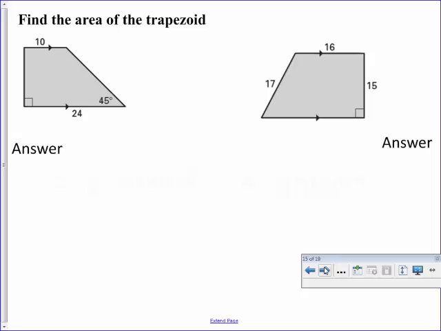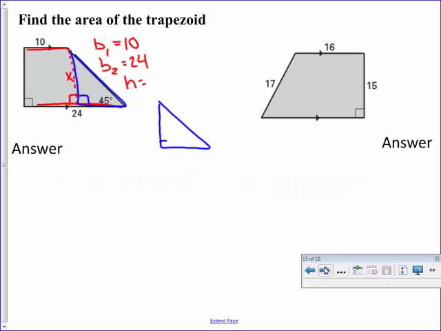Now here are the fun ones. They're a little bit different. Okay? This first one, you have the bases here. You have B1 is 10, B2 is 24, but you do not have this height. You're missing your height here. But we can figure that out because once I drop that altitude, the height, I have this triangle here with a 45. We're trying to find this. Well, if it's a 90 and a 45, remember that's a 45, 45, 90, so it's isosceles. So this part and that part's equal.